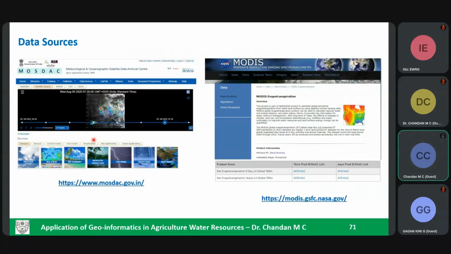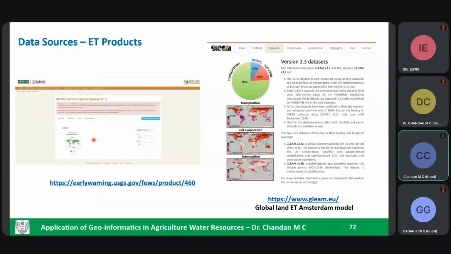Coming to the data sources, all of them are open source. We have MOSDAC, and MODIS data is also available for free. Then we have the Landsat data. We have FEWS NET from USGS, which can give you the evapotranspiration data. One thing to note is that when you combine this satellite data with the field data, that will give you more scope for your studies. And also we have the global ET models.